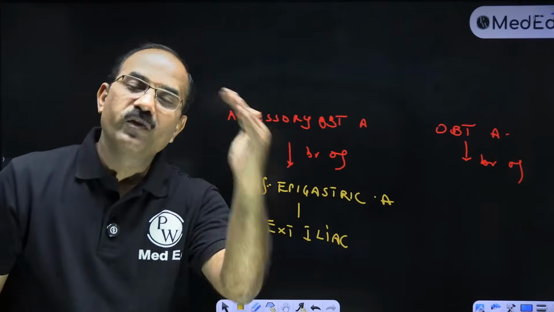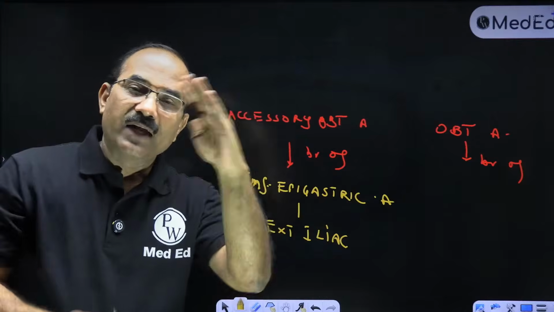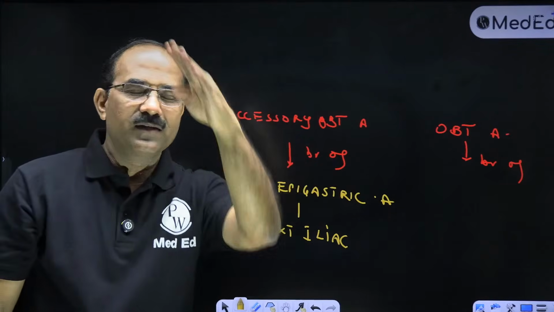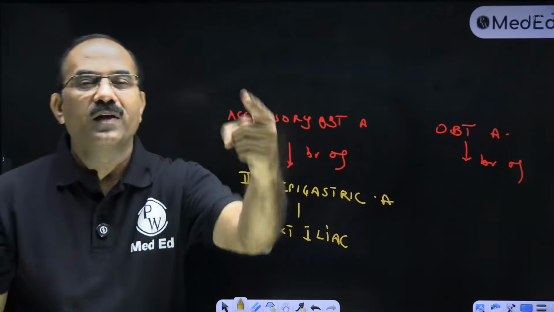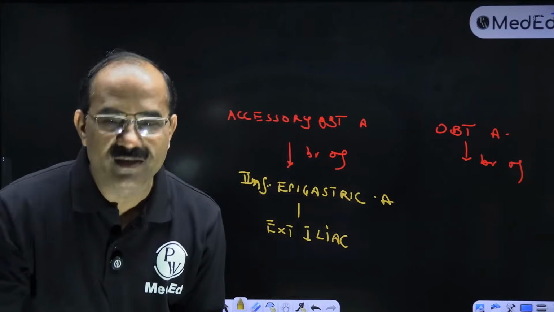The same inferior epigastric artery which forms the lateral boundary of Hesselbach's triangle. Remember? Hesselbach's triangle, remember? Yes, the lateral boundary of Hesselbach's triangle is formed by the inferior epigastric artery. The same inferior epigastric artery that also differentiates direct from indirect inguinal hernia.